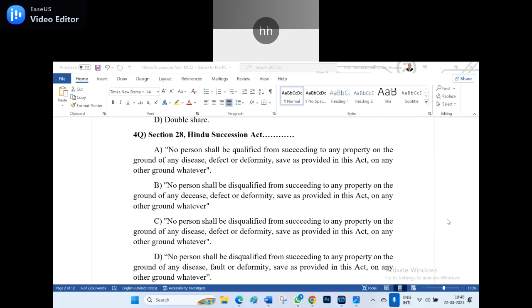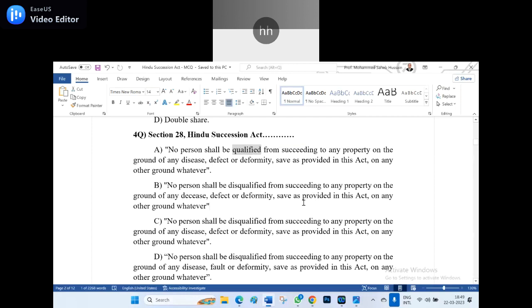Sir, C is the right answer. I did not change it, I told you. See, for instance, if you see this C here, which I highlighted: no person shall be disqualified. But in A, I wrote qualified. Is it clear?